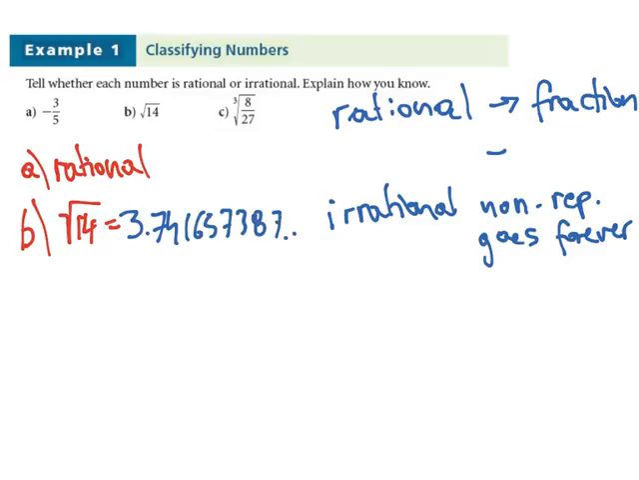Notice there are no repeating values. It doesn't mean that 7 is here, 7 is there, 7 is there, that they're repeating. I mean there is no specific repetition. There's no 741 repeating over and over again. That's why this is an irrational number.